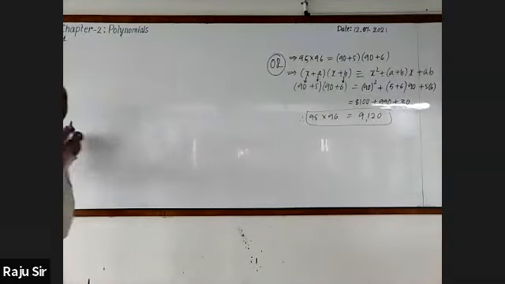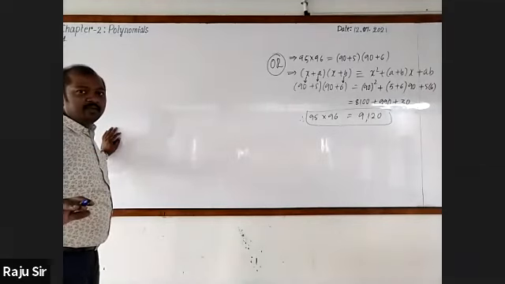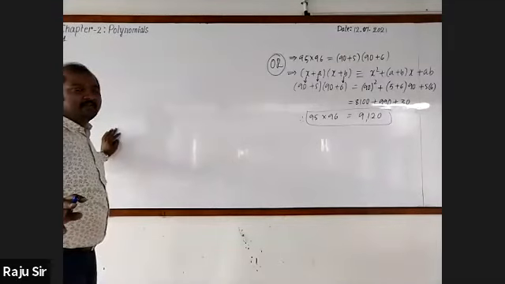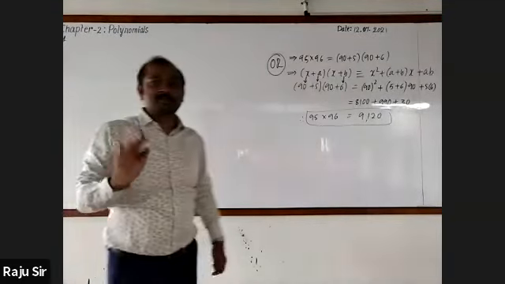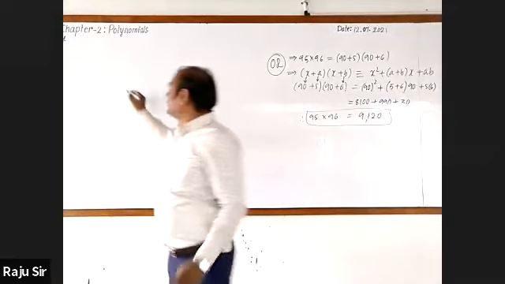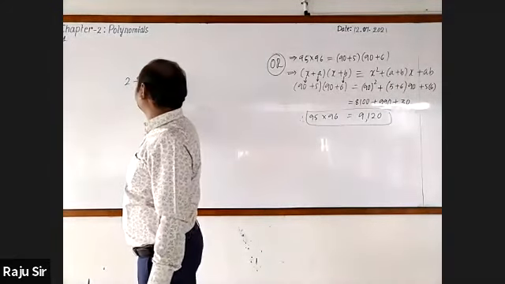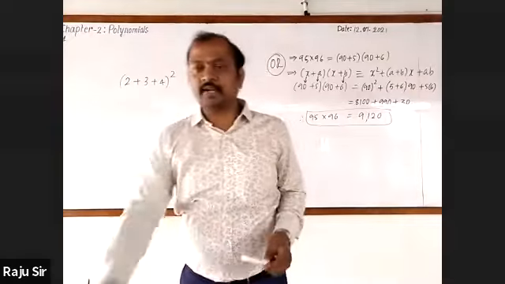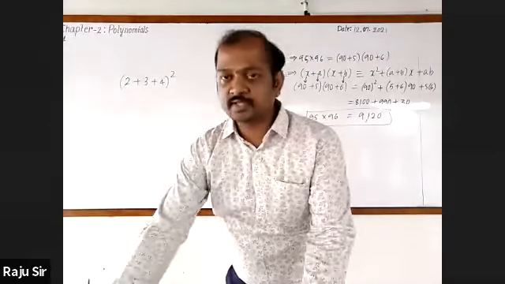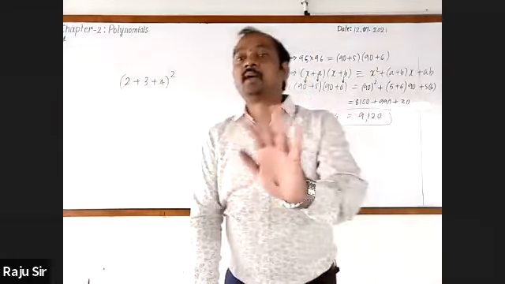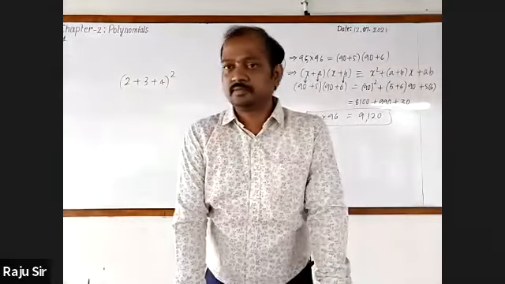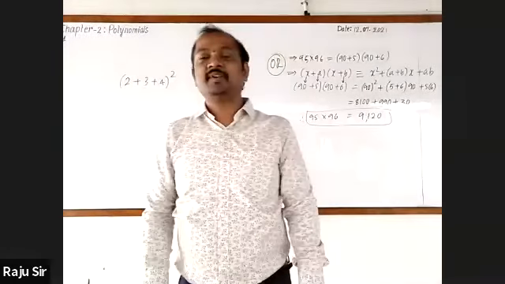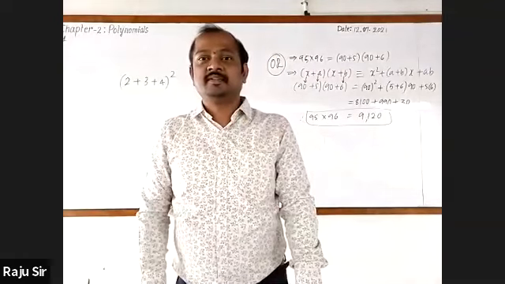(a + b + c) whole square. Who said that? Here I'll write the number: (2 + 3 + 4) whole square. What is the final answer? (a + b + c) whole square... 81. Very good, 81.